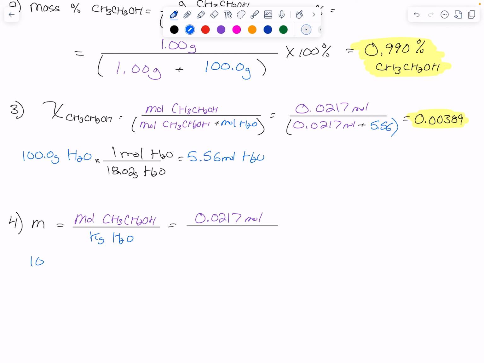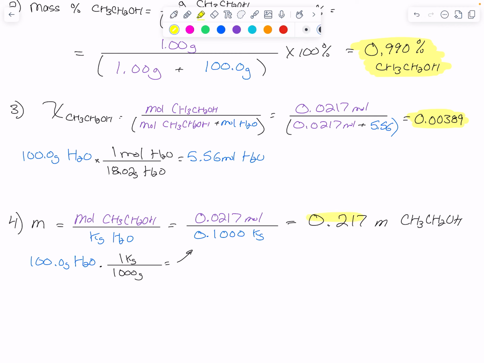Kilograms of water. Well, I have 100 grams, which means, if I were to convert that, just do it out just in case, you guys know 1,000 grams is 1 kilogram, which gives us 0.1000 kilograms of water. Well, that gives us 0.217 molal. All right, that's how we do that.